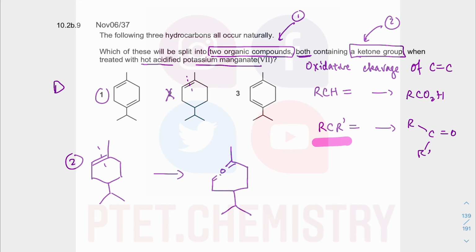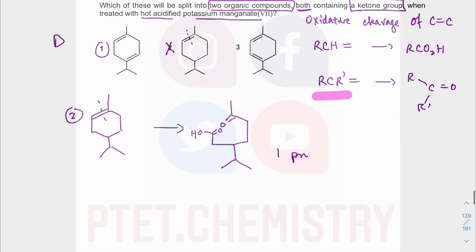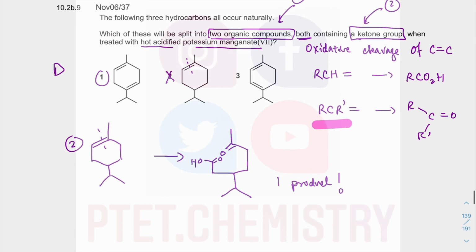Follow it through, you will get a carboxylic acid because there's an RCH, there's a hydrogen, so we follow that. Carboxylic acid. R dash doesn't matter, carbon of the double bond bonded to 2 other carbon. Okay, ketone. So there's only one product, and you can tell that doesn't give you 2 organic compounds.